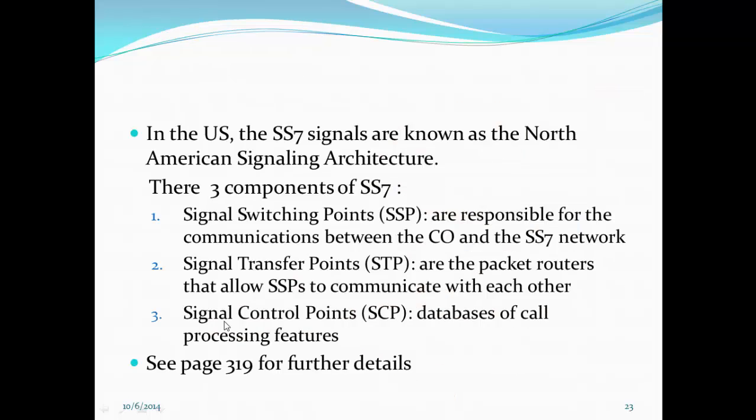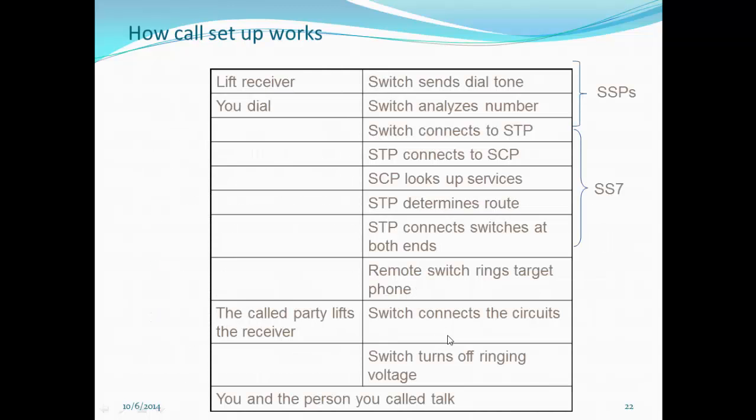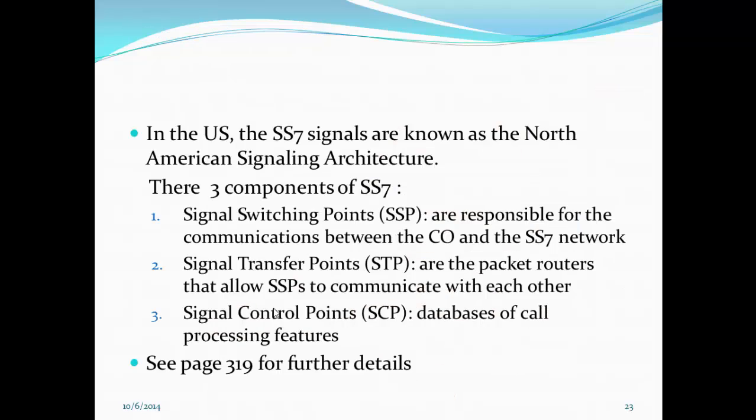What is the SCP? SCP is the signal control point. This is the database of call processing features. So before you understand these tables, you need to understand the terminologies. SSP is responsible for communication between COs and SS7, and the signal transfer point is actually the routers that allow SSPs to communicate with each other. The signal control point is the database of call processing features like call waiting, custom ring, call forwarding, and so on.